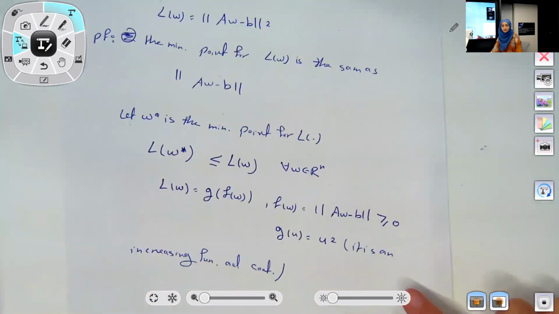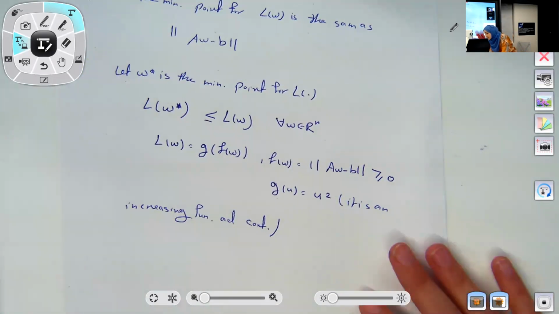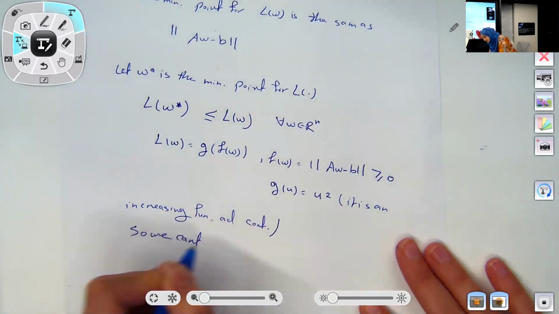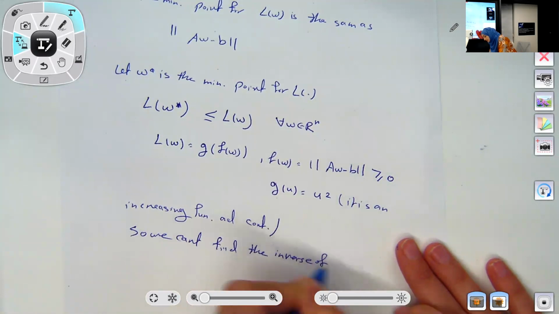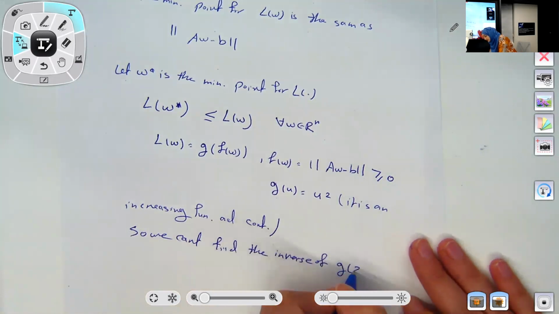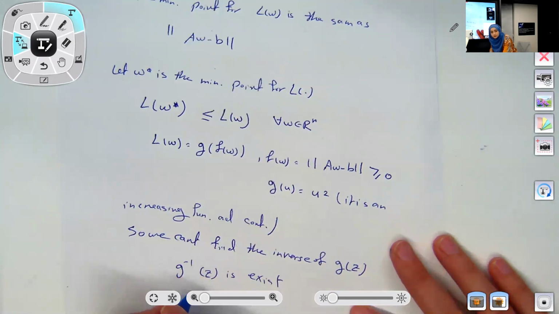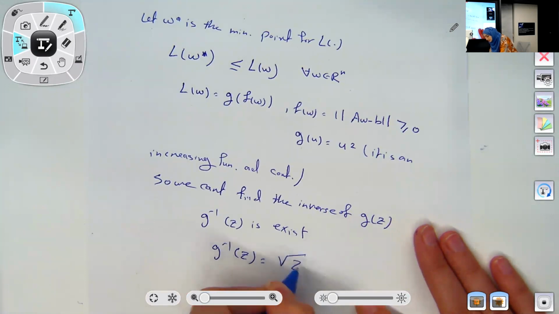So we can find the inverse of this function. If G of U equals U squared, the inverse of U squared is the square root of U. So the inverse of G, call it G inverse of Z, exists, and it equals the square root of Z.